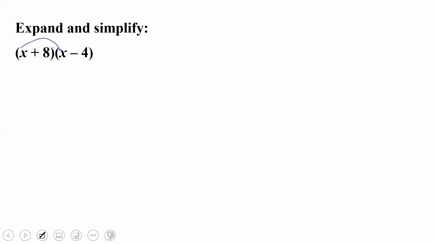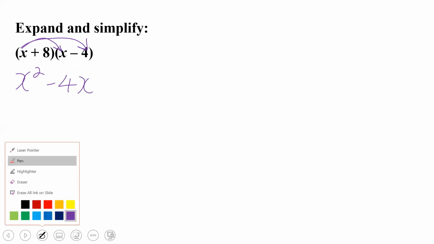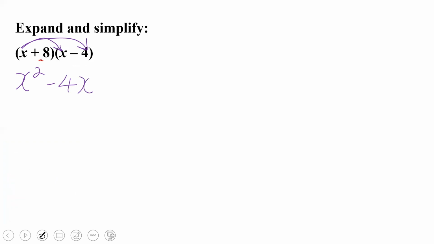So we're multiplying x times x, that gives us x squared. X times negative 4 would give us negative 4x. And then we're also going to use this positive 8 here to multiply by every term in the second bracket. So let's go. 8 times x gives us 8x, and 8 times negative 4 gives us negative 32.